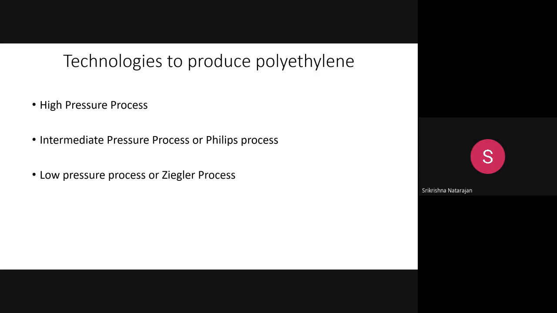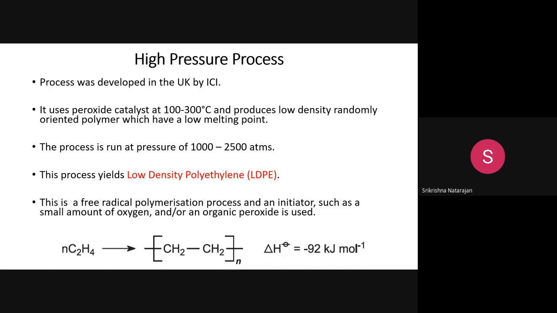Now, how to produce this polyethylene? There are three processes that are commercially practiced. One is the high pressure process, another is the intermediate pressure process or Phillips process, and next is the low pressure process or Ziegler process. First, we will see the high pressure process. This is a process developed in the UK by ICI, the Imperial Chemical Industries.